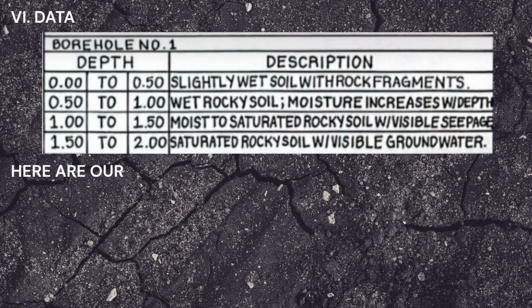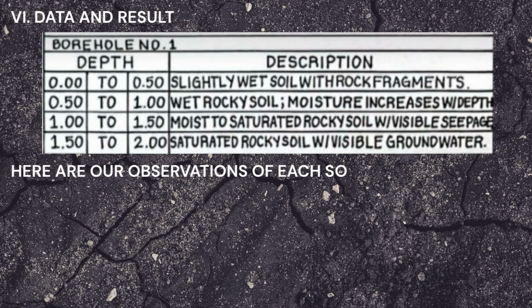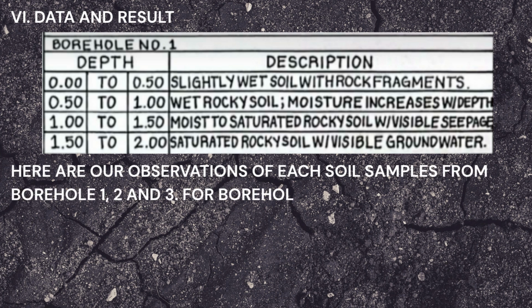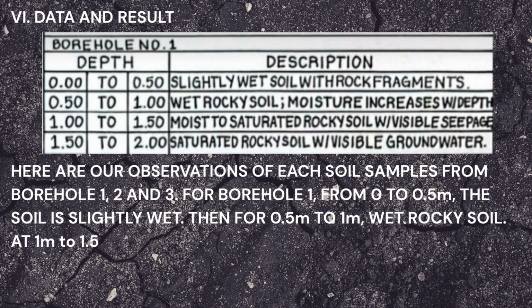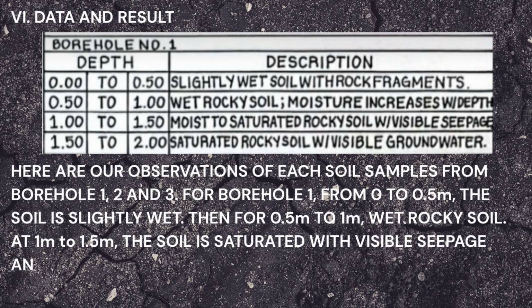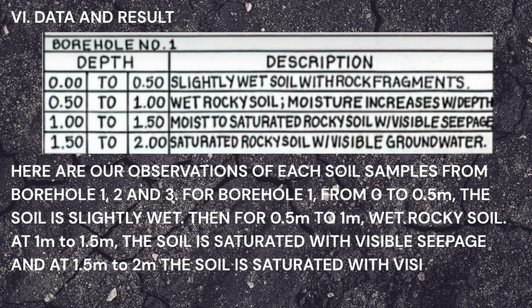Here are our observations of each soil sample from borehole 1, 2, and 3. For borehole 1, from 0 to 0.5 m, the soil is slightly wet. Then for 0.5 m to 1 m, wet rocky soil. At 1 to 1.5 m, the soil is saturated with visible seepage, and at 1.5 m to 2 m, the soil is saturated with visible groundwater.